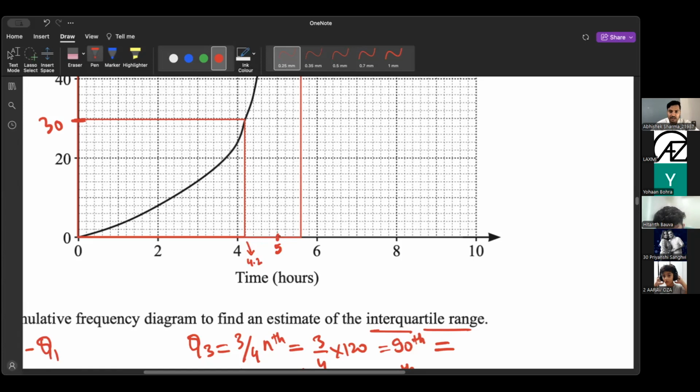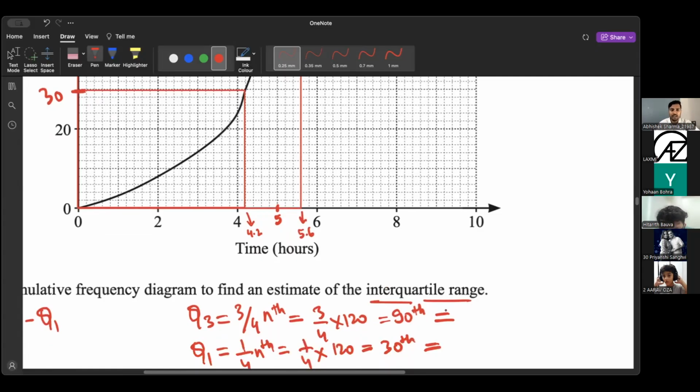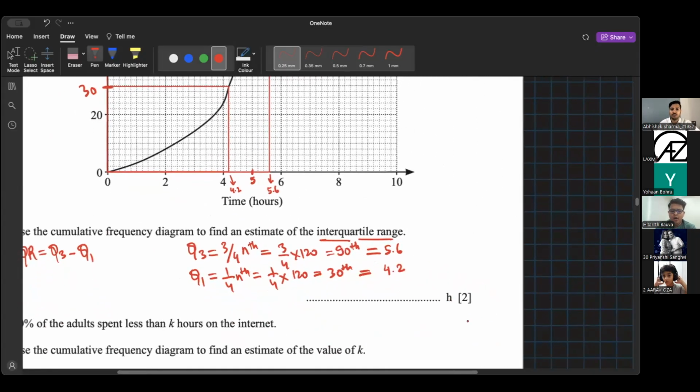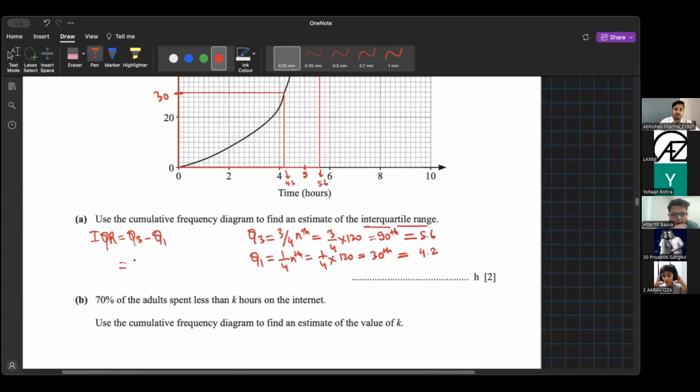And this is 5.6, right? So the 90th value is 5.6, the 30th value is 4.2, and the IQR will be Q3 minus Q1. That is going to be 5.6 minus 4.2, which is 1.4. Perfect. So 1.4 hours is our answer. Clear?